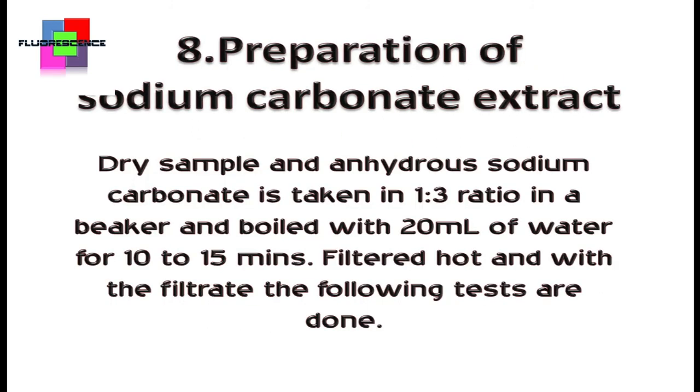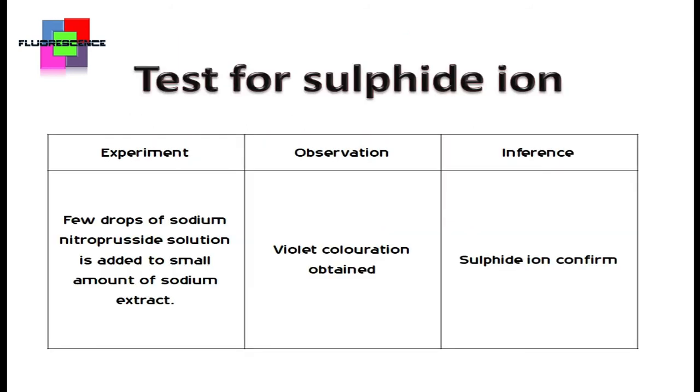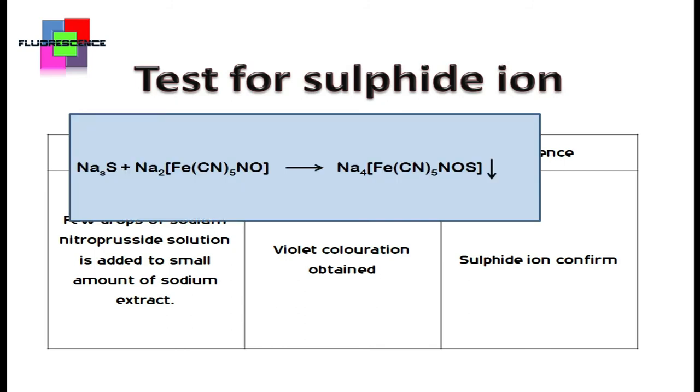Moving to the preparation of sodium carbonate extract. You will take dry sample and anhydrous sodium carbonate in the ratio of 1:3. You will dissolve that in 20 ml of water and heat it for 10 to 15 minutes. You have to filter it hot, and with the filtrate you have to carry out the following confirmatory tests for acid radicals. First of all, take a small amount of the sodium carbonate extract and add a few drops of sodium nitroprusside. If you get a violet coloration, it indicates the presence of sulfide ion.